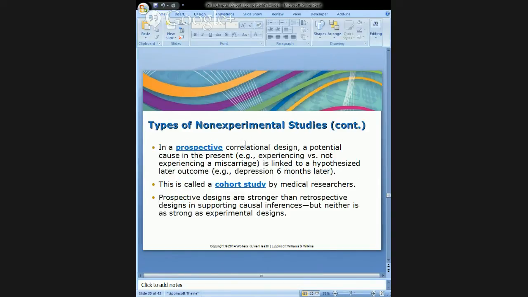In a prospective correlational design, there is a potential cause present, and it's hypothesized to lead to a later outcome. These are called cohort studies. That means we collect the data. We say, okay, I want anybody who smokes, if you're a smoker. And then 6 months later, we'll look to see health effects like cardiovascular or cancer or depression, whatever, to see if there's any type of relationship between those two things.